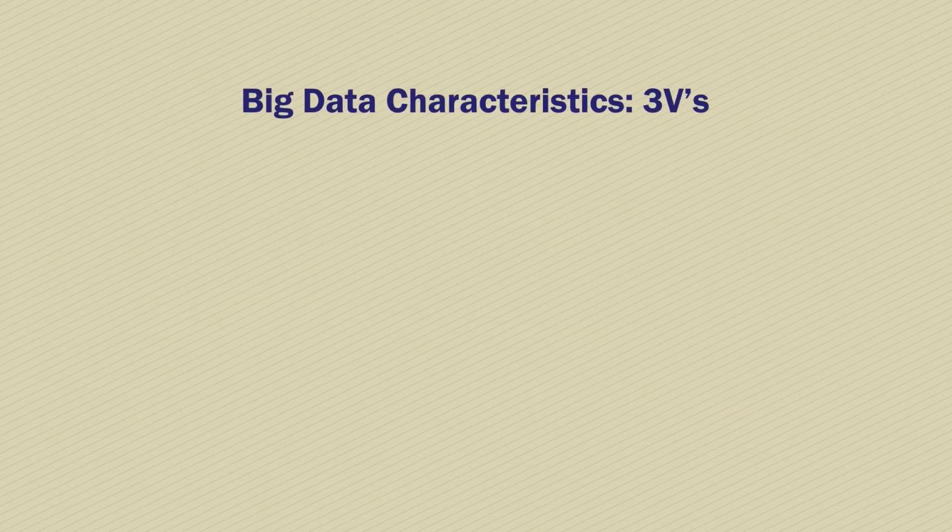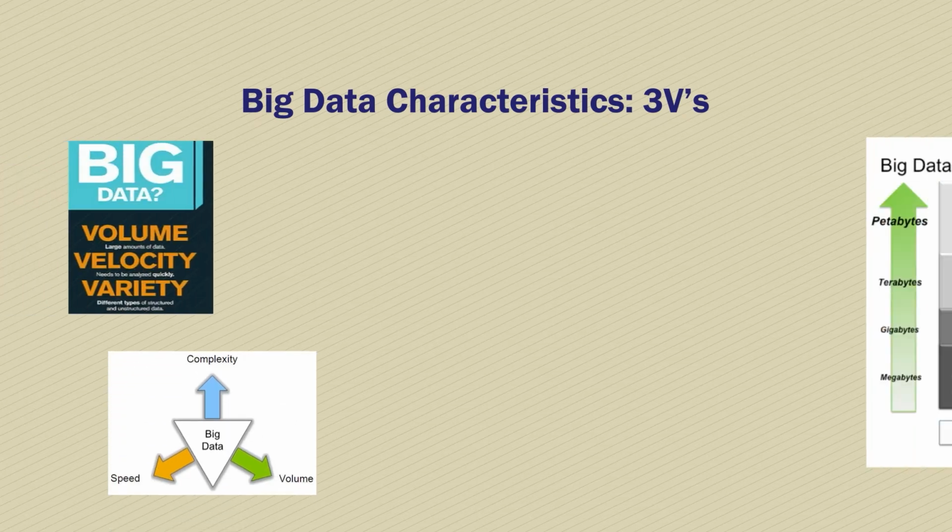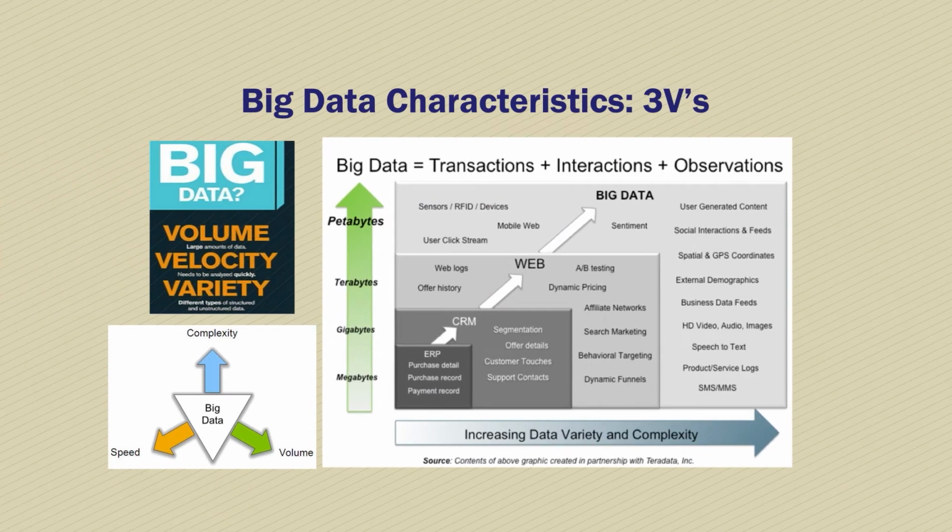Let's look at the big data characteristics. Big data is basically defined using three important characteristics, that is the 3 V's. One is volume, another is velocity, and the third is variety of data. When we talk about volume, we are talking about size. If you look at the diagram here, on the y-axis we have data from megabytes to petabytes, and on the x-axis we have increasing data variety and complexity.